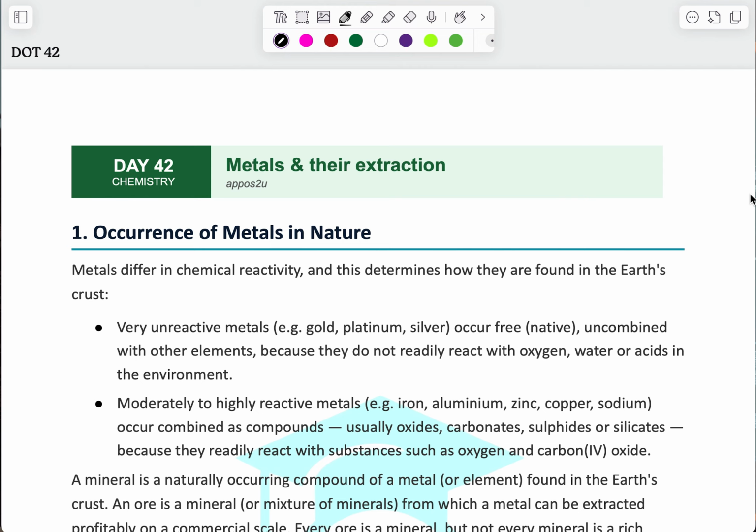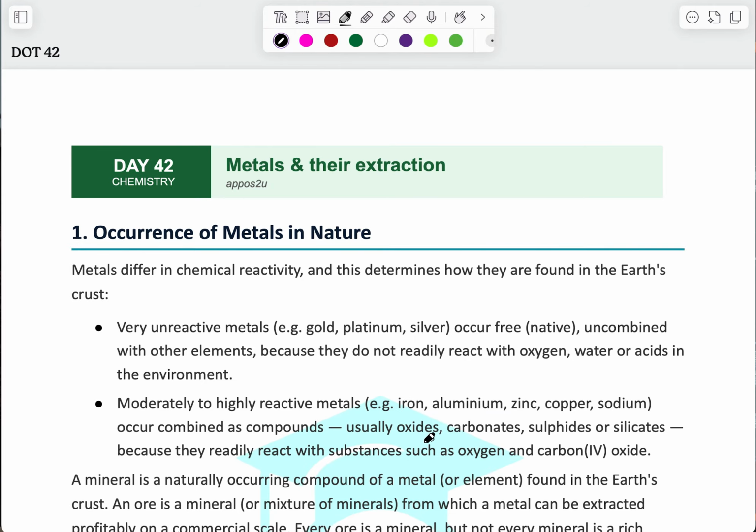So this class is going to be a very soft one because I'm not doing any calculation. It's just on metals and their extraction. Then I'm just going to explain some basic things. Some of these things I've mentioned in previous classes, so just to reiterate them, and then the class ends. So let's get right into it.